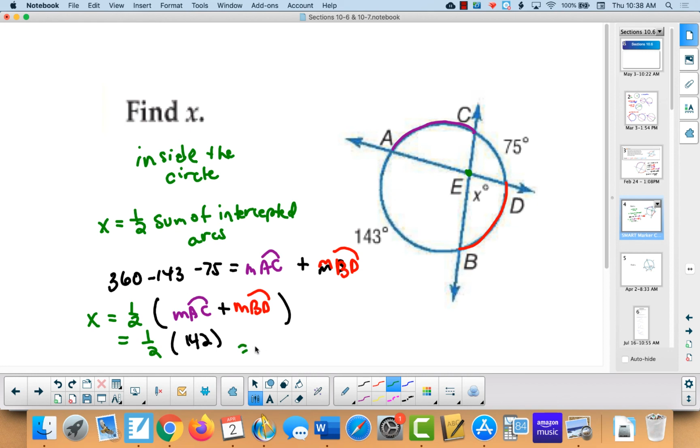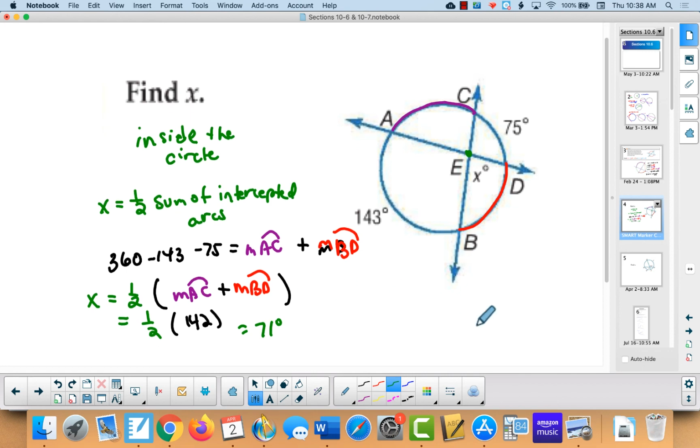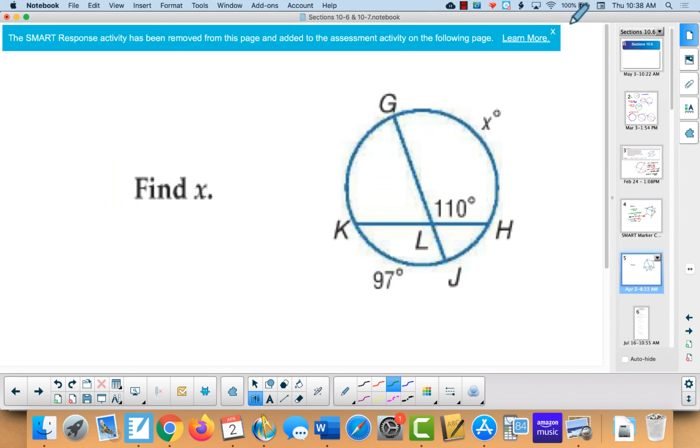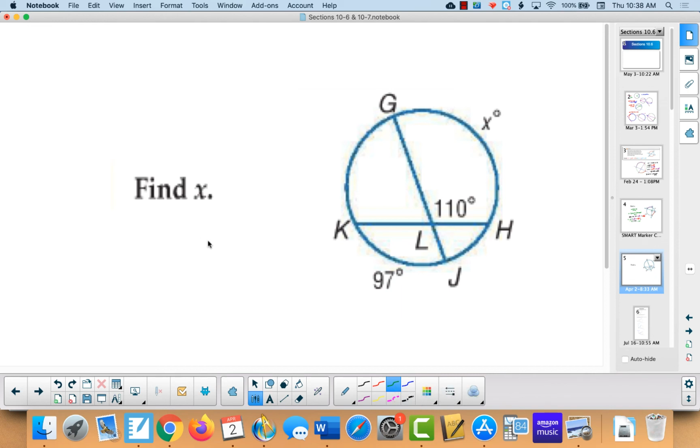And so the measure of X is 71 degrees. In this one, again, the vertex is on the circle. This time we want this arc. So we're still going to use the same formula. The measure of the angle is equal to 1/2 the sum of the intercepted arcs. I'm going to go ahead and put the intercepted arcs in the formula.